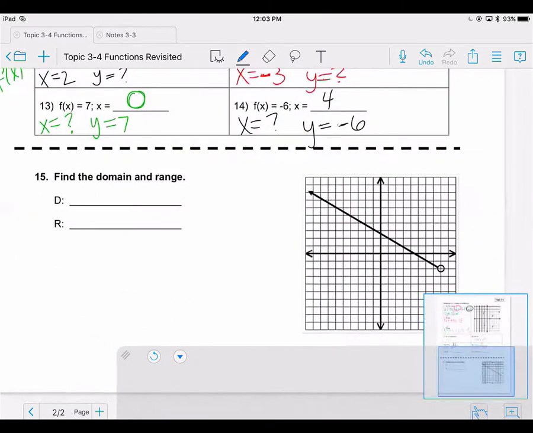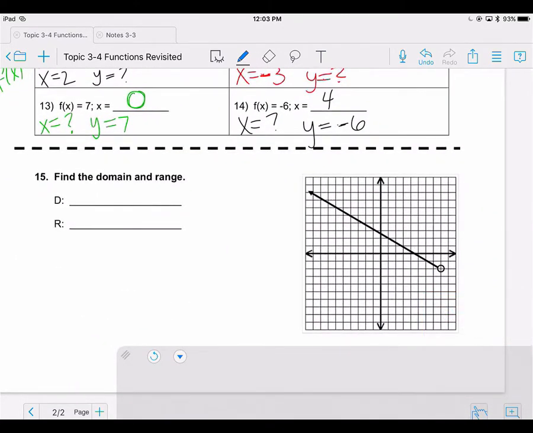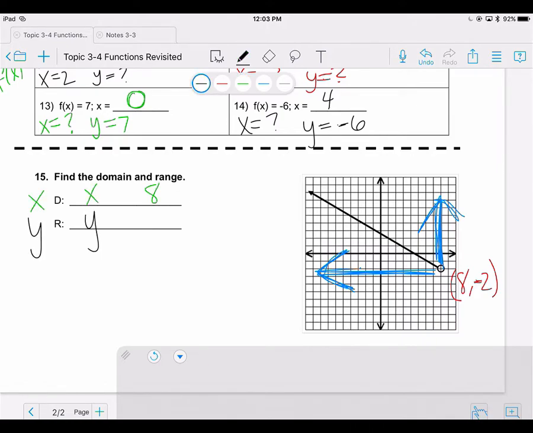Problem 15 asks us to find the domain and range. This one has one bubble, so we will have one inequality. I'm going to frame my bubble using arrows coming from my bubble so I can see what's happening. This is the point 8, -2. And we remember that domain is our x, so x and 8 will go together. And then y is our range, so y and -2 will go together.